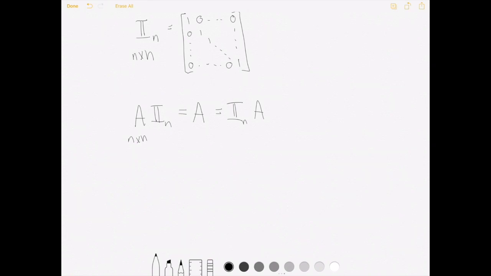Similarly, if we want to multiply an m by n matrix by the identity matrix, on one side we multiply it by I_m, and on the other side we multiply it by I_n. In either case, you get A back.